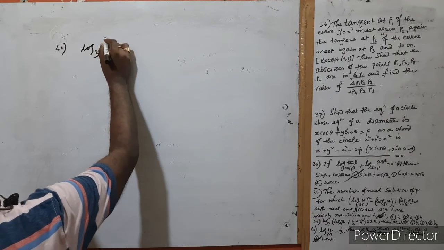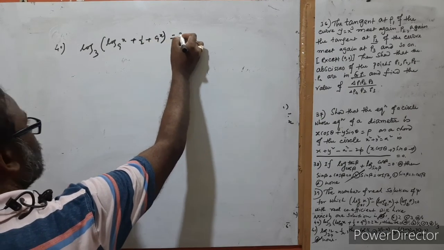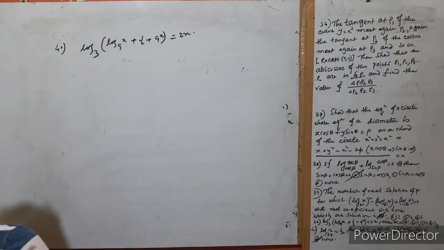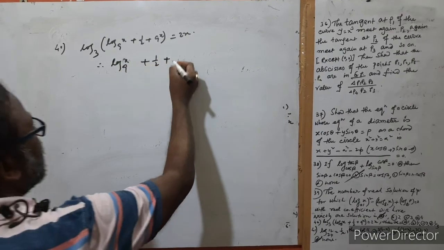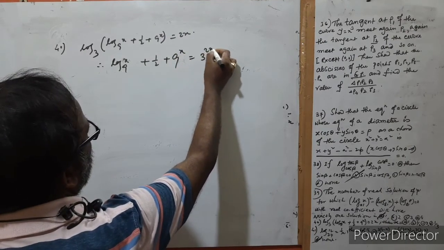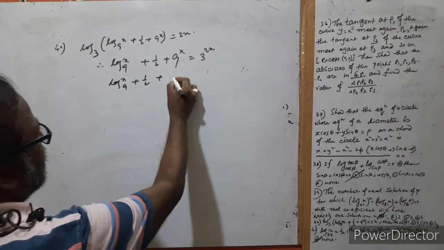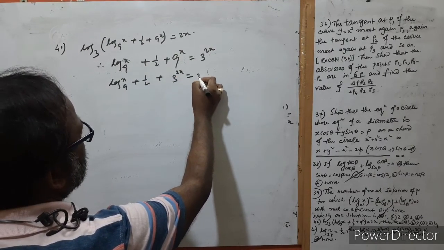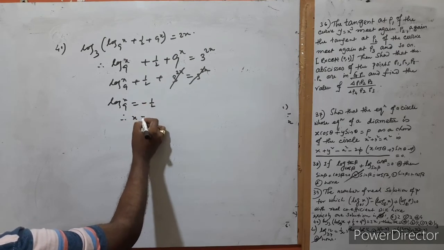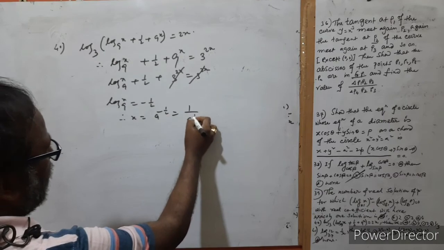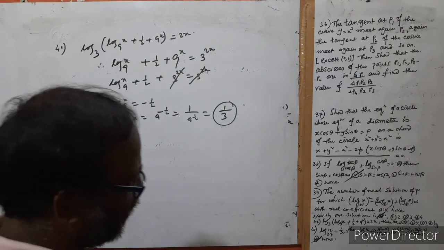Log 2 that is 3, log 9 half plus 9 to the power x equal to twice x. Okay, so from that, log x plus 9 plus half plus 9 to the power x is equal to 3 to the power twice x. So log x plus 9 plus half, and this is 3 square, meaning this is 2x, and 3 to the power 2x. Okay, log x plus 9 equal to minus half. Log x is equal to 9 to the power minus half, 9 to the power half is 3. So x is 3. Sorry, 1 by 3, option D.